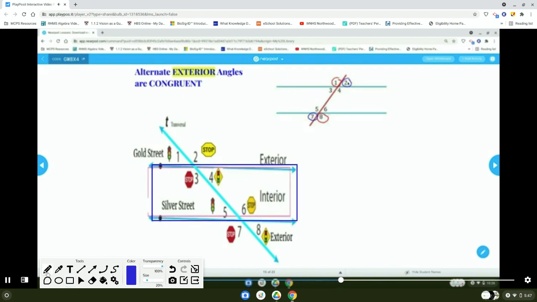Exterior will be 2, hiding behind the transversal from 7. Those are alternate exterior on the outside. 1 on the outside is hiding from 8 on the outside. Those two angles are behind the transversal and they're congruent. 1 is a traffic light, 8 is a traffic light on the outside. They're congruent. 2 is a stop sign, 7 is a stop sign. They're outside and they're congruent behind the transversal.